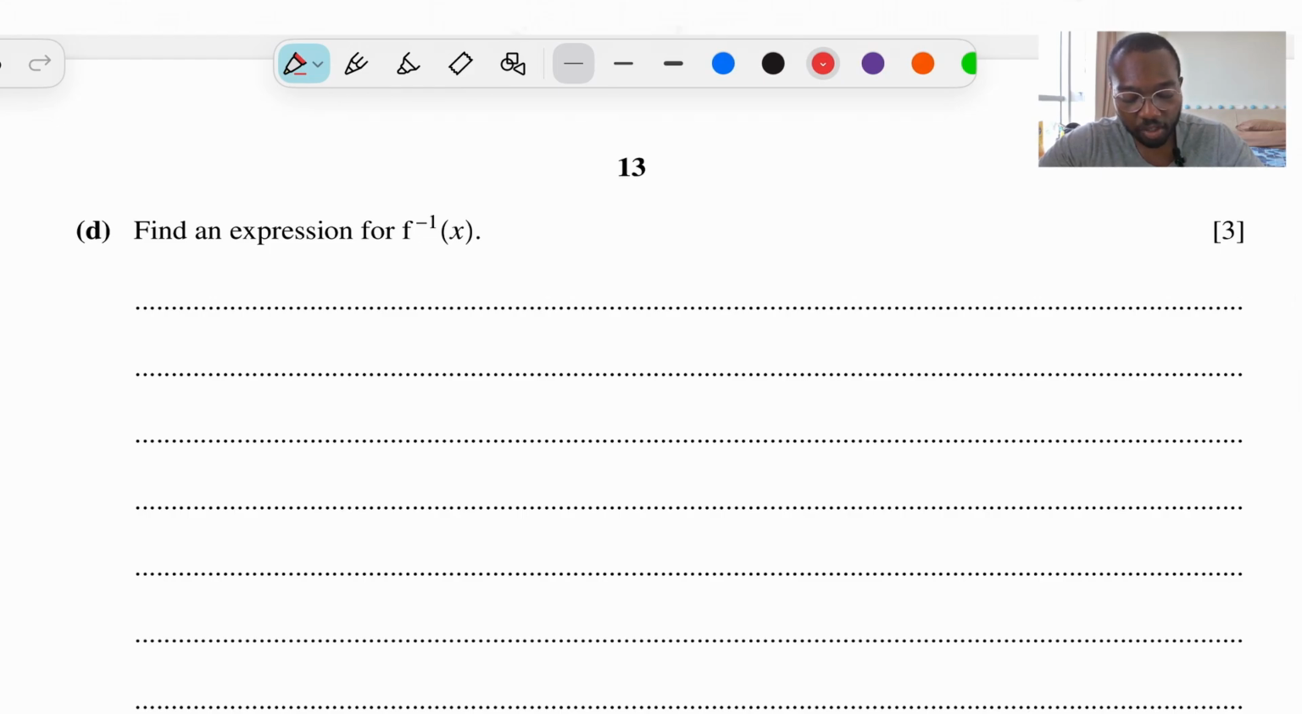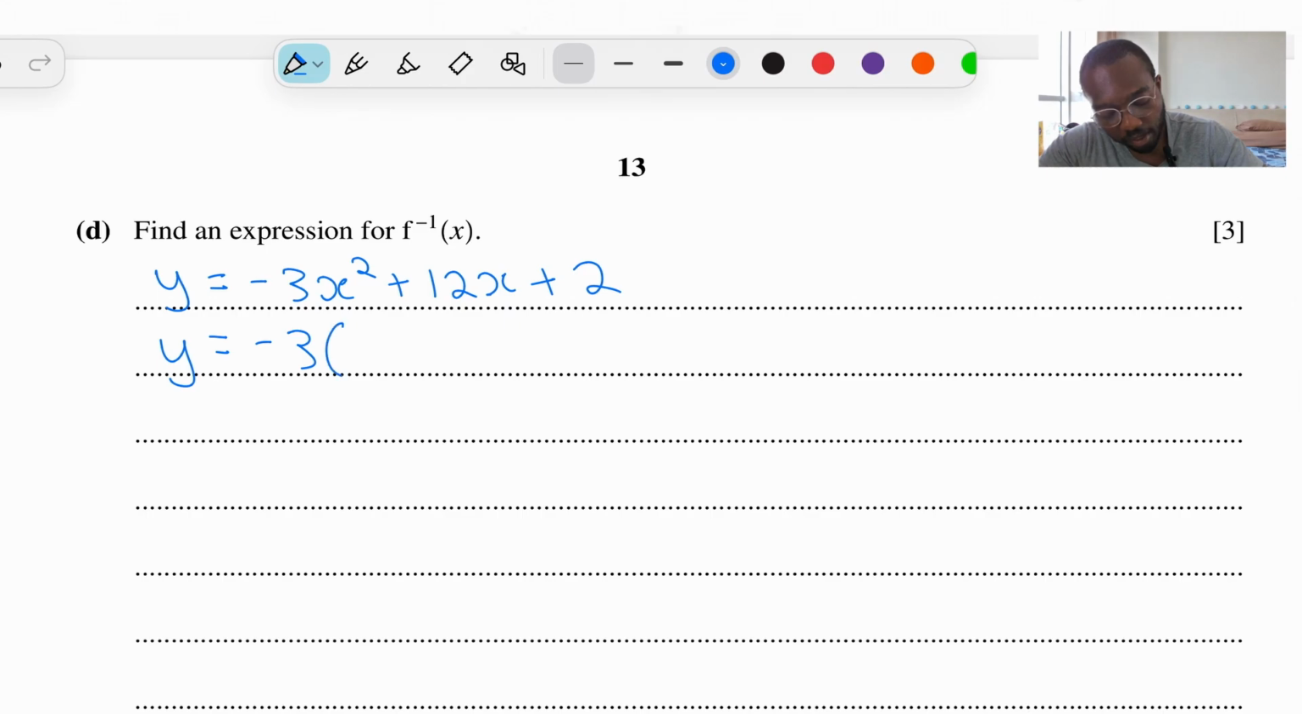And for part D, we need to find an expression for the inverse of f of x, so f to the minus 1 of x. First things first, let's write out what we had initially. We had y equal to minus 3x squared plus 12x plus 2. We also know from when we completed the square that this is the same as y equals minus 3 times (x minus 2) squared plus 14.